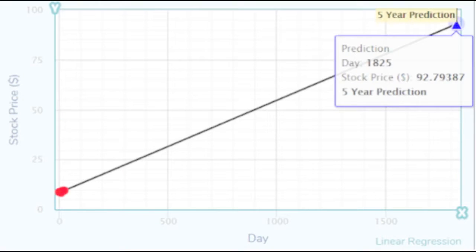So we're using the line of best fit equation. We were able to predict the value of Ford Motor Company stock after 5 years. So using the slope formula, mx plus b, we used 0.04620158 as m, 8.47598 as b, and multiplied 5 years by 365 days to get 1825, which will be used as x. So as a result, we got 92.7938 for y.